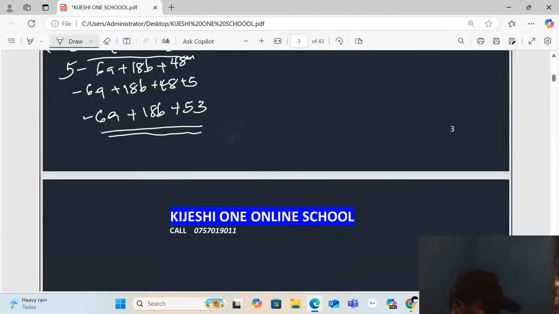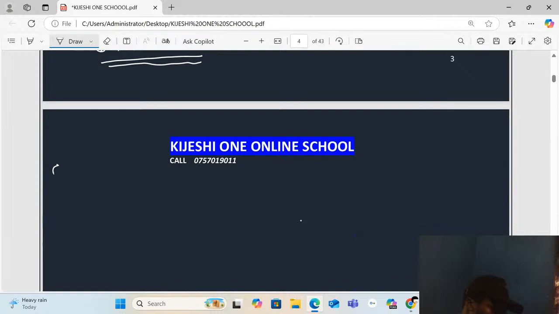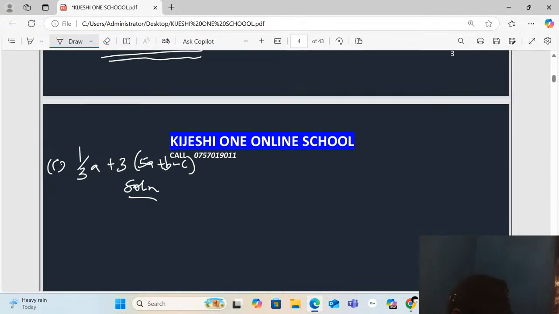Another one, we have this. Look at this. We are having a third a plus 3 into 5a plus b minus c. You can look at this expression and get scared, but this is how you simply work it out.